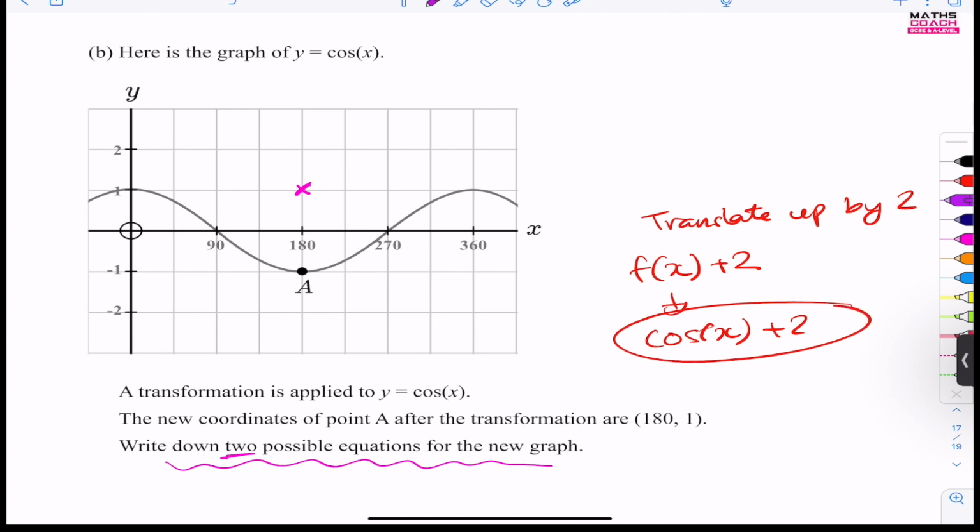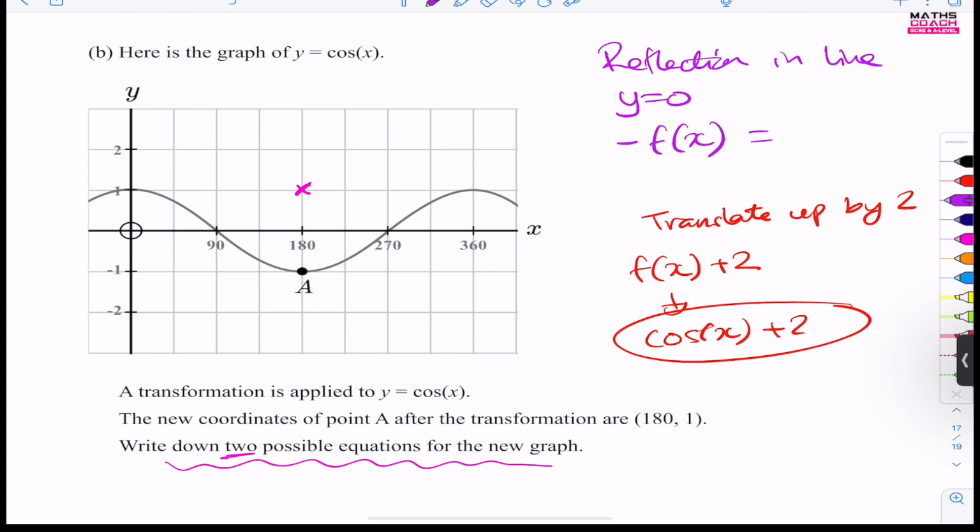The other one that you could do is a reflection in the line right here, which is y is equal to 0. And reflection would mean that this has happened to it. So the other way is a reflection in the line y is equal to 0. A reflection means a minus outside our f of x. So therefore that would be minus cos x, like that. That's our other way. So it's this one or that one.